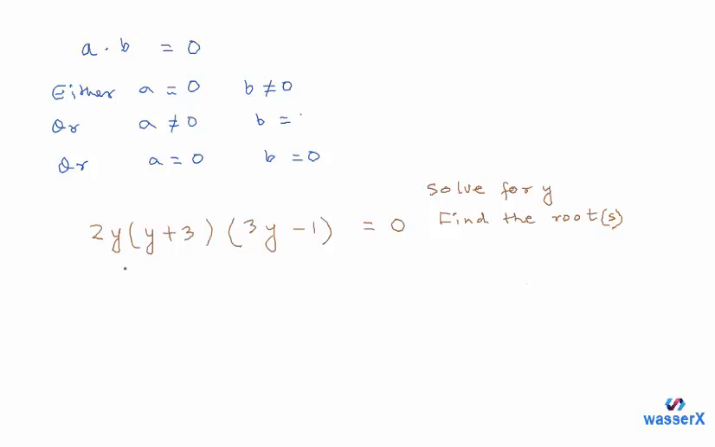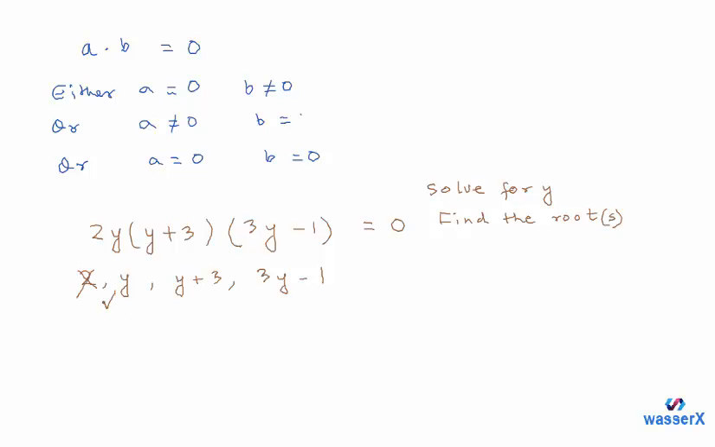Root or roots because there can be one or more values of y that will make this whole thing equal to 0. Now if you look at this side, this is a product of 2 and y plus 3 and 3y minus 1. So there are 4 factors on the left hand side of this equation. Now for the product to be equal to 0, at least one of these is equal to 0, right? Now 2 is not equal to 0, of course 2 is a constant, so let's forget that.